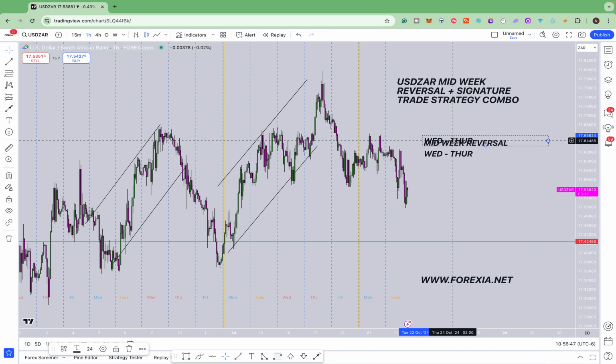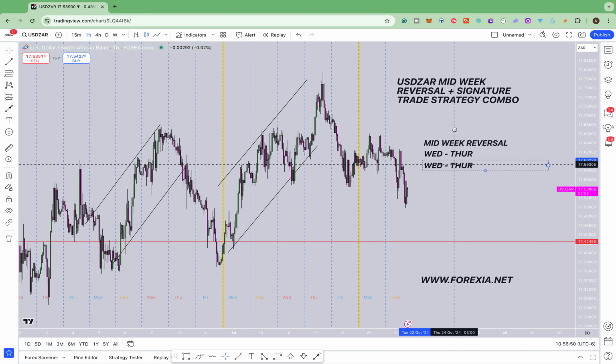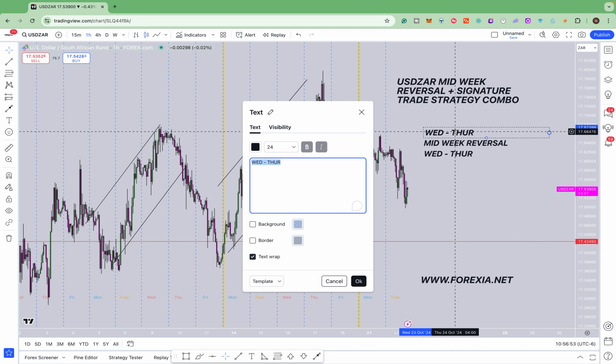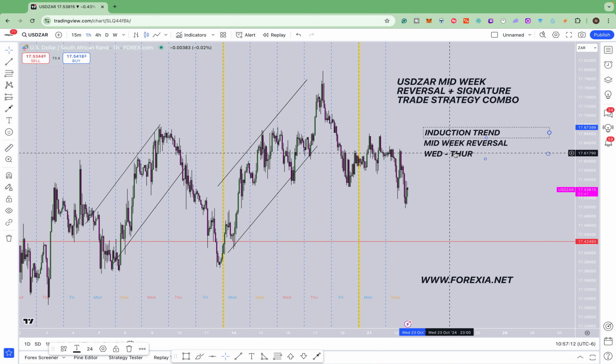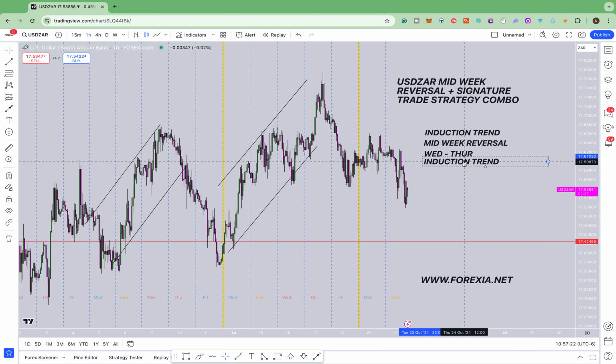Then we're going to be looking for, before the midweek reversal, the induction trend, which is basically the trend that starts in the beginning of the week. It can even start on Sunday or the previous week's Friday, or Sunday, Monday, Tuesday, and sometimes goes into Wednesday if the midweek reversal didn't happen on Wednesday. So we're looking for the induction trend, the midweek reversal on Wednesday or Thursday, and in combination with the signature trade.